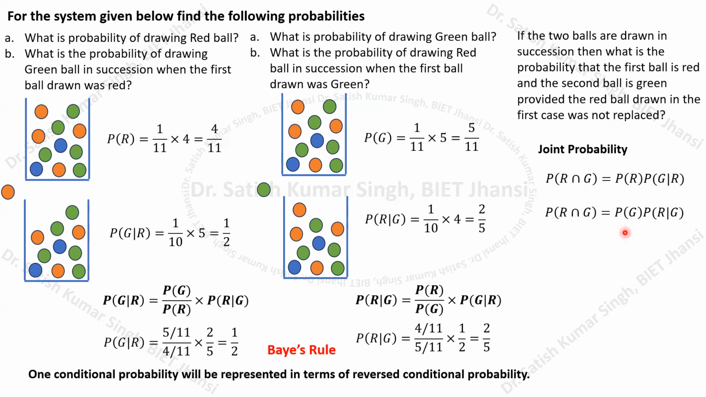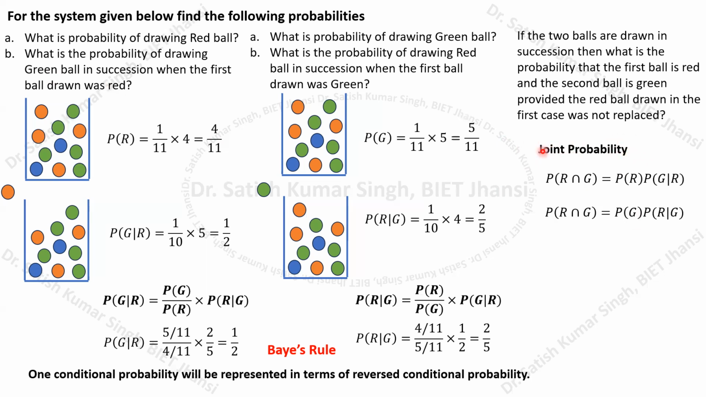And obviously here you can write this joint probability P(R intersection G). It can also be written as probability of drawing green ball multiplied with the probability of drawing the red ball given the conditional probability G. Again, if you solve this, you are going to get 5 by 11 multiplied with 2 by 5. So again, you are going to get 2 by 11. So this is your joint probability.